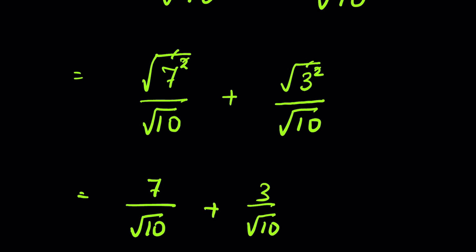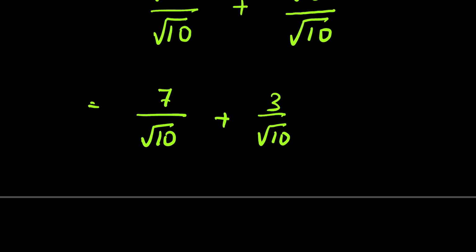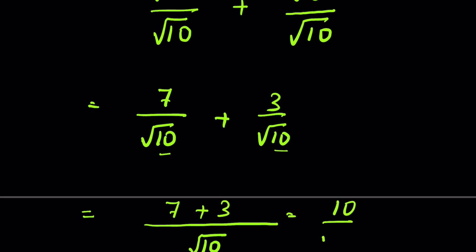Now here we have two methods. Either we can add these two fractions because they have the same denominator, so they are like fractions, so we can simply add them, or we can rationalize the denominators here and then add the fractions. If we add the fractions like this, write square root of 10 because that is the common denominator, and add the numerator, so it is 10 upon square root of 10.